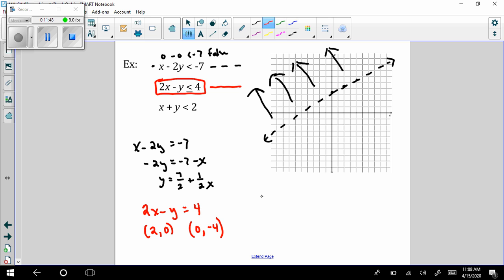Again, if you insist, you can change that to y equals mx plus b. So I have 2, 0, 0, -4. This one is solid.